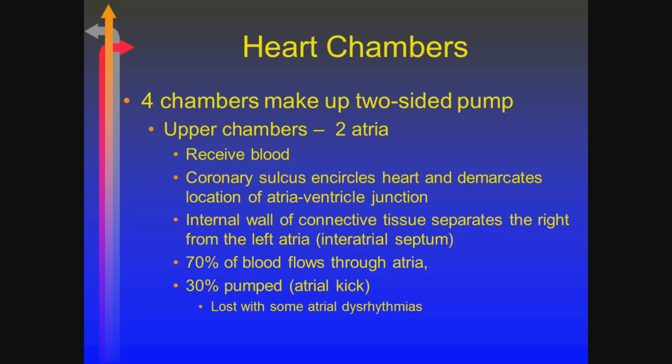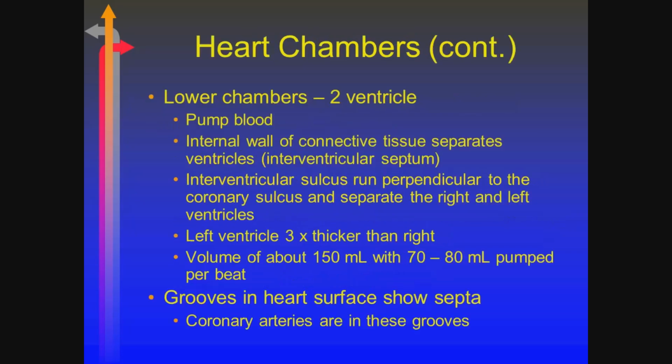And there is an interatrial septum made of connective tissue. Most of the blood just goes ahead and flows right on through the atria when the valves are open, the bicuspid and tricuspid. There is also some portion of blood that is pumped physically by the atria, and when we get to some of these atrial dysrhythmias, we lose that increase in blood flow, that extra 30%.